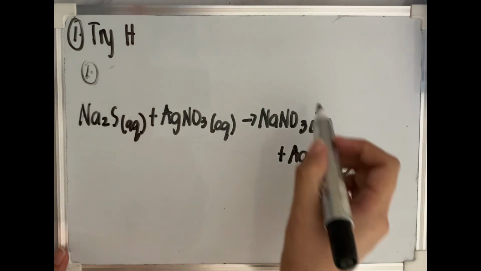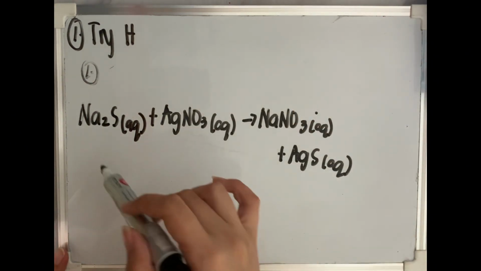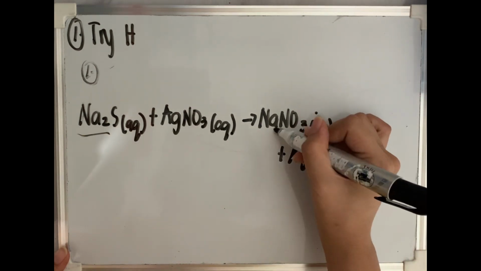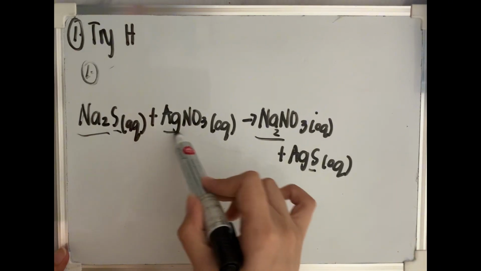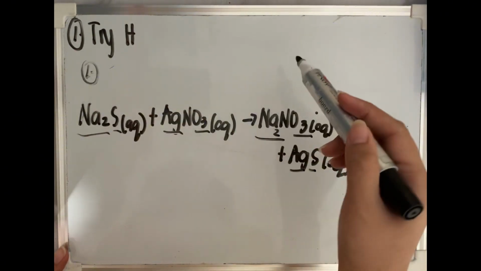So, seeing alone from this equation, we can conclude that this is a balanced equation. We can see that Na2 is balanced, then sodium is balanced, Ag is balanced, and NO3 is balanced. So, this one is a balanced equation.